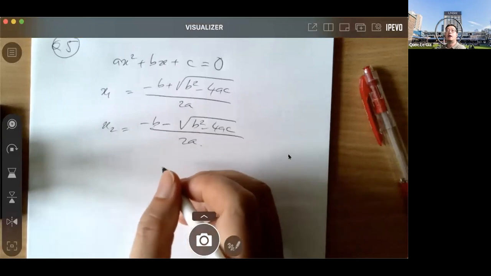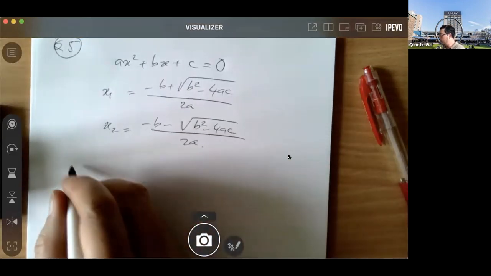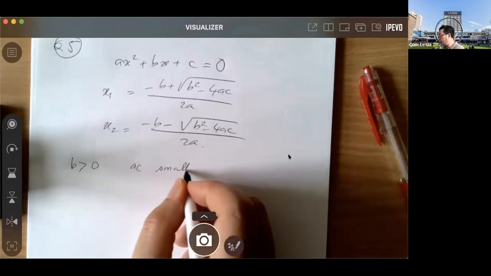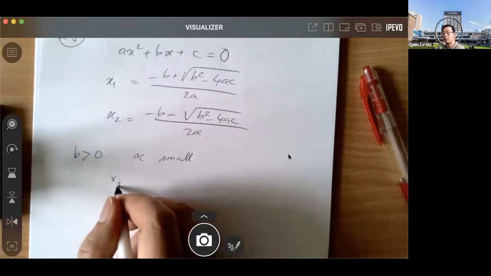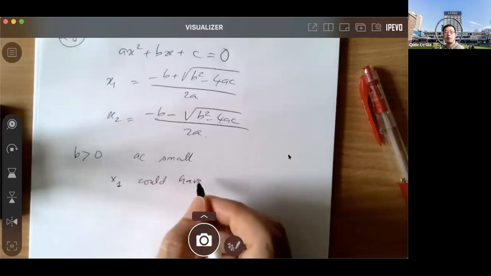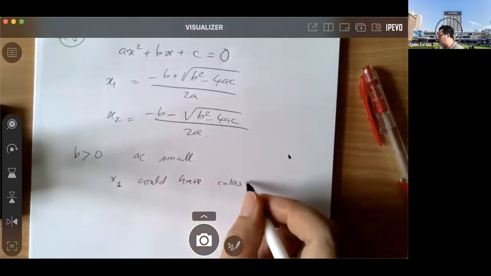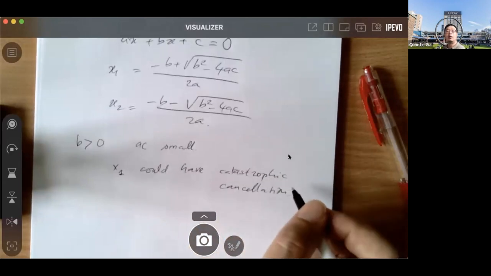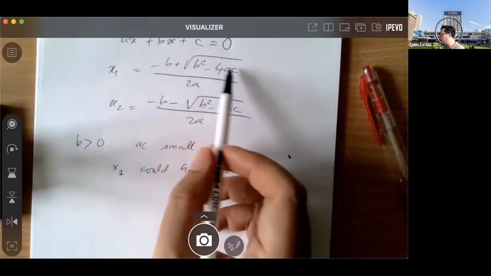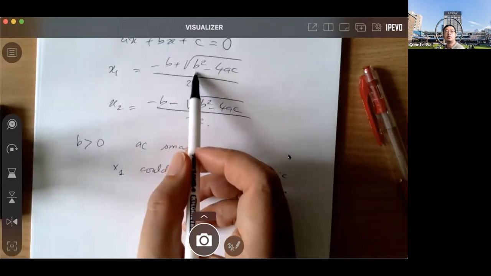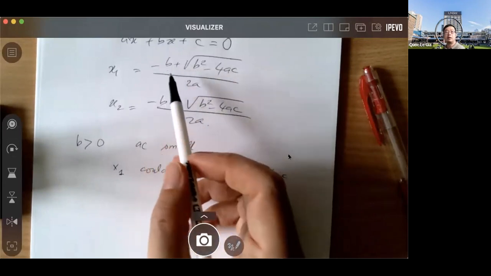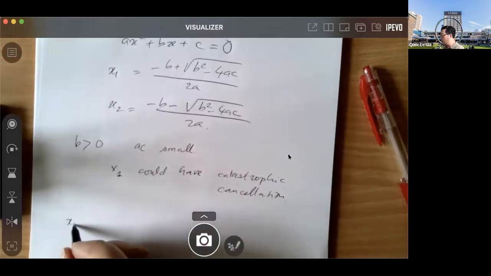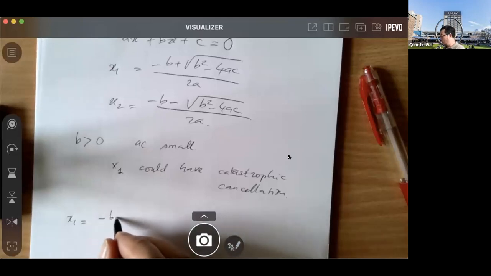And now you've seen in the tutorial that if b is positive and ac is very small, then x1 could have catastrophic cancellation. Because ac is very small, the square root of b squared minus 4ac is very close to b. Then you subtract b, which causes catastrophic cancellation. You saw it in one of the lab questions. Now how do we fix it? Well, we have to fix the formula. There is no other way.